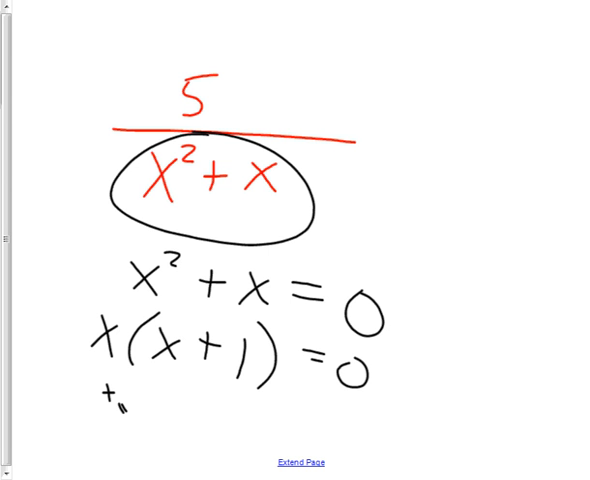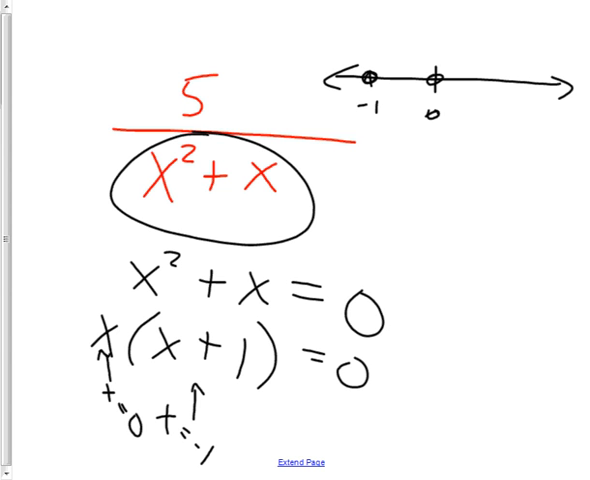X equals what for this? 0. And what for this? So if x is 0, am I going to have a problem? Yep. So if I'm making my little number line, everything works except 0 is going to be a problem. Can't be 0. And how about negative 1? Can that work? Nope. Negative 1 is going to be a problem.